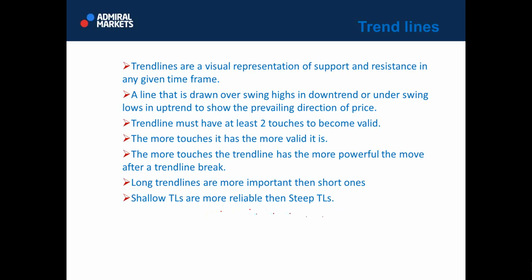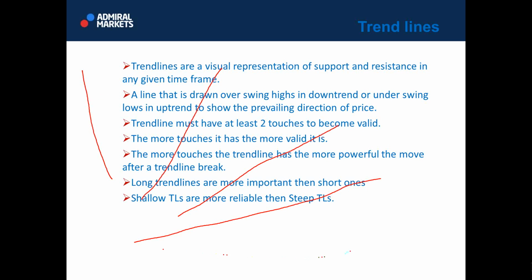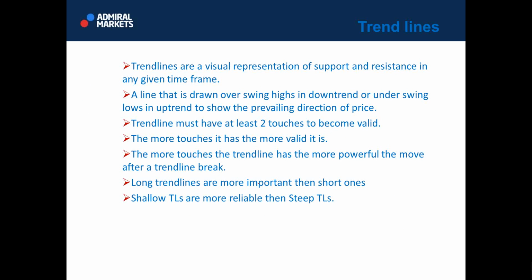Shallow trend lines are more reliable than steep trend lines. So shallow trend lines like this or like this are way better than this trend line or this trend line. They are way better because the retracement to this trend line is substantial.